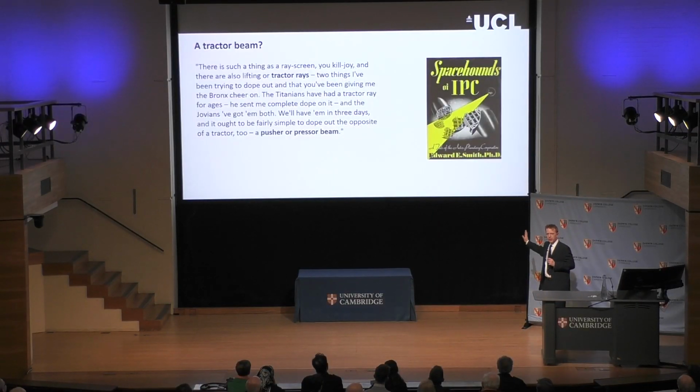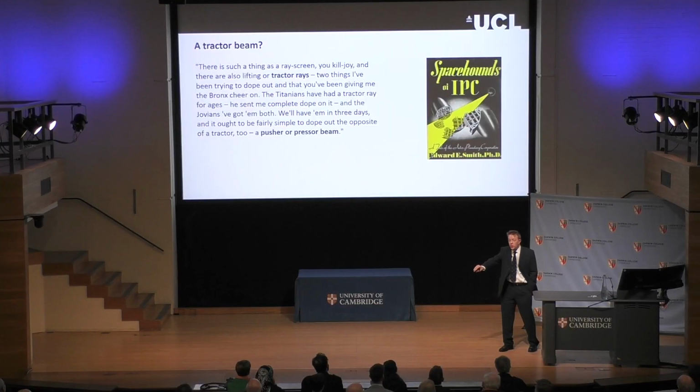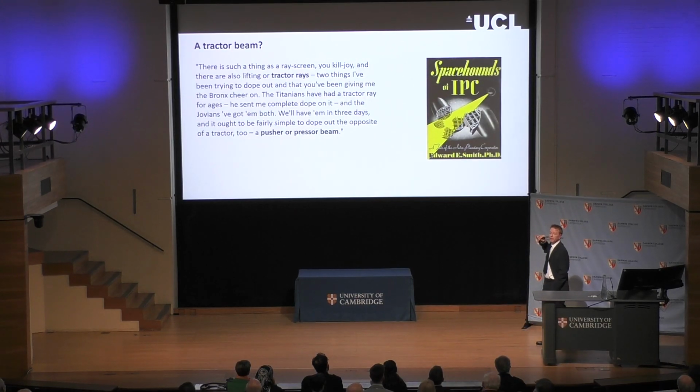I'm sure you're all familiar with the seminal work of E.E. Smith. I'm not getting a lot of recognition here, Master. I'm sorry. From the 1930s, the classic Space Hounds of IPC, if you haven't read it. This is where the idea of a tractor beam, that is, a beam that can continuously pull an object back towards its source, or, as it says there, the opposite, a pusher or presser beam, was first described in, I hesitate to say literature, but at least in the book.